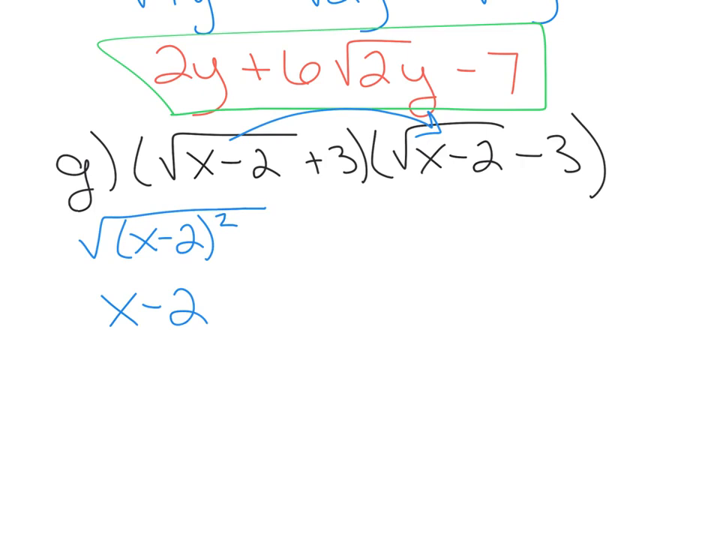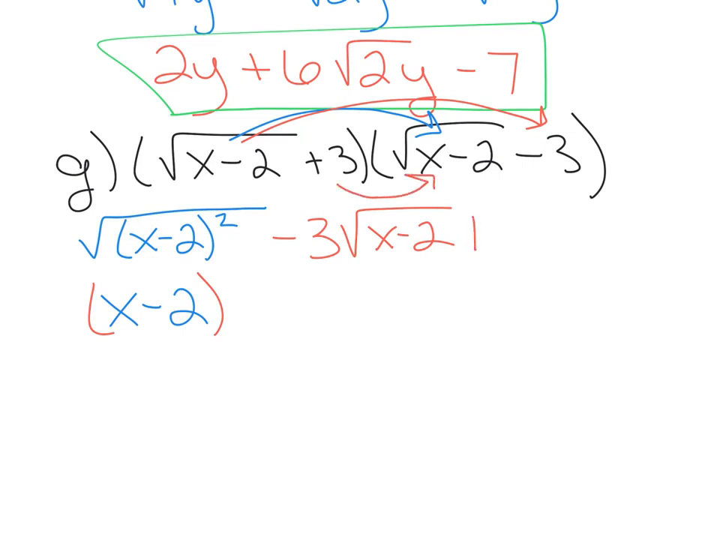Then we're going to multiply this times this. Well, this -3 is a coefficient, so it stays on the outside. This is a radical. So we're going to end up with -3 times the square root of x minus 2. I'm going to put parentheses around that. Then we're going to have this +3 times the square root of x minus 2. And then we're going to have +3 times -3, which makes -9.